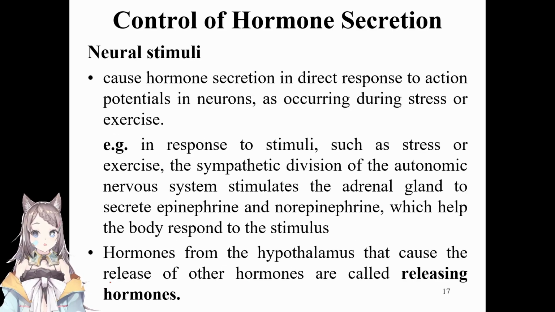Next, you have your neural stimuli. So these are secreted due to direct response to action potentials in the neurons as occurring during stress or exercise. So in response to stimuli such as stress or exercise, the sympathetic division of our nervous system stimulates the adrenal gland to produce norepinephrine and epinephrine, which help the body respond to stimuli. Hormones from the hypothalamus that cause the release of other hormones are called releasing hormones. So later we will be discussing the different types of hormones and what they do.